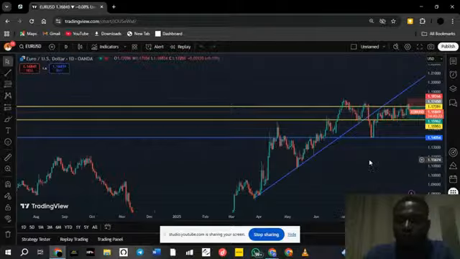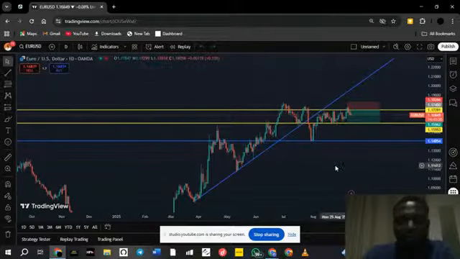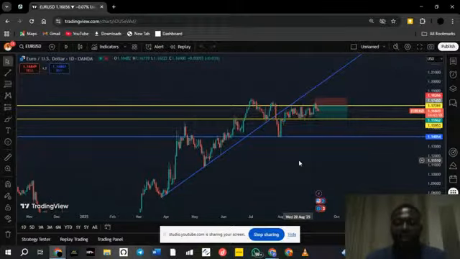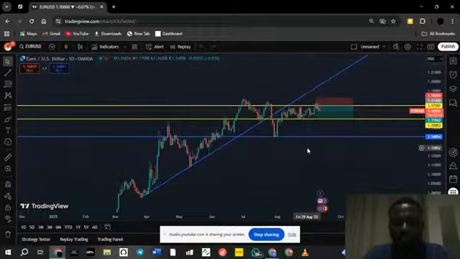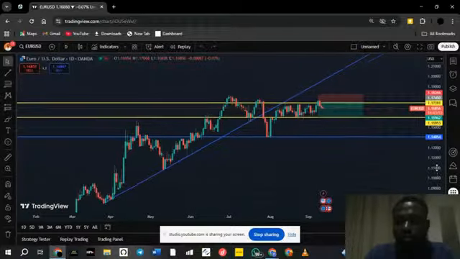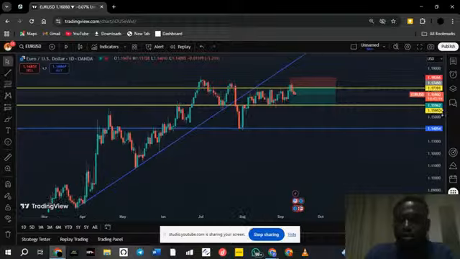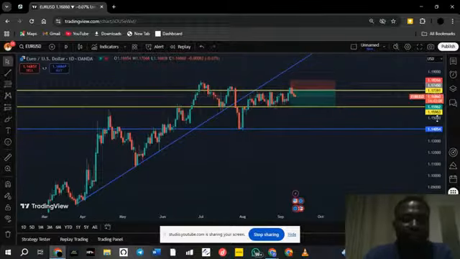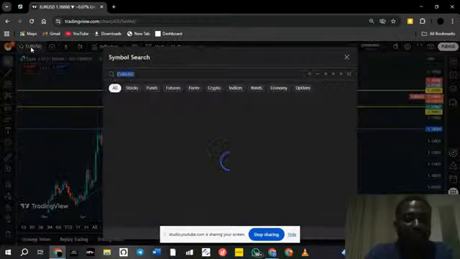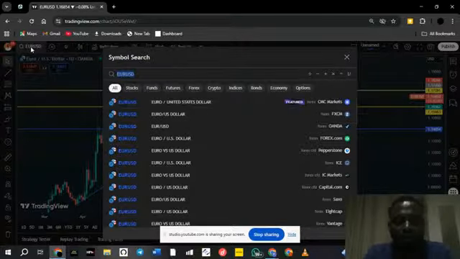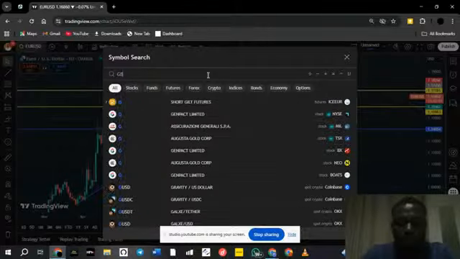Okay, so we have been doing an analysis on Euro USD, and it has been going pretty smooth. Like I said, Euro USD was one of the very certain trades we had. We are specific with three currency pairs. We analyzed GBP USD and Euro USD.